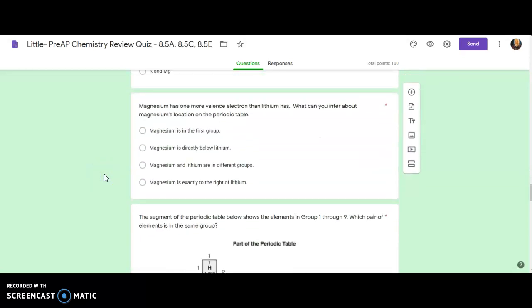Okay, next one. Magnesium has 1 more valence electron than lithium has. What can you infer about magnesium's location on the periodic table? Magnesium is in the first group. Magnesium is directly below lithium. Magnesium and lithium are in different groups. Or magnesium is exactly to the right of lithium.